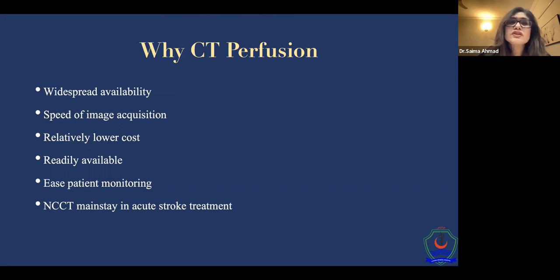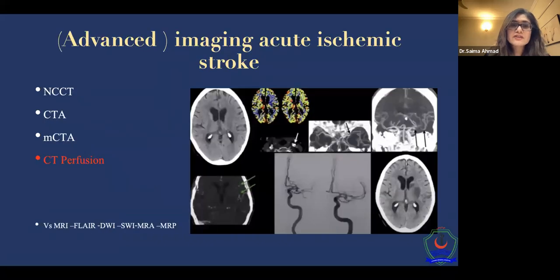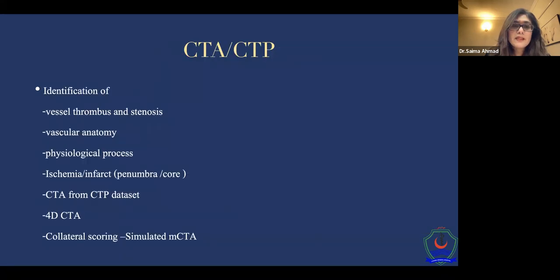So we need to do the CT just to look into the core, and also to select the patients after the 6-hour time window. So as far as advanced imaging is concerned, we have already talked about the non-contrast CT, CTA, multiphase CTA, and now we are talking about the CT perfusion. It's already established. So what you look for in the CTP and in the CTA, you look for the vessel thrombus and stenosis, you look for the vascular anatomy and the physiological process.